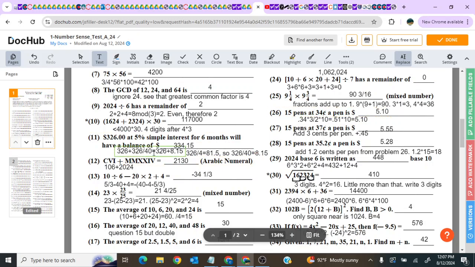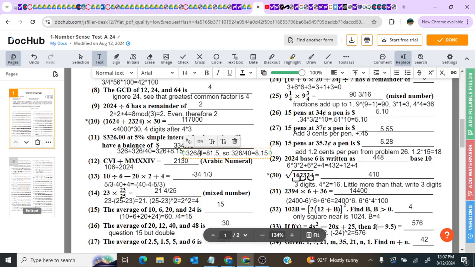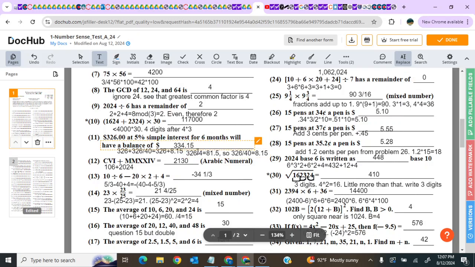Well, let's ignore this 0 for now. 326 divided by 4, you might be able to do that. See, it's so close to 320, which would be 4 times 80. And then 1.5 more than that. So 326 divided by 4 is 81.5. Divide that by 10 to bring back the 0, and you get plus 8.15. And you'll get 334.15 as your balance.